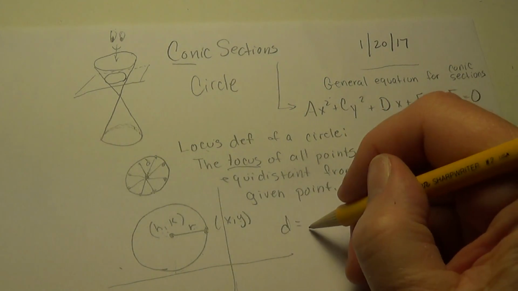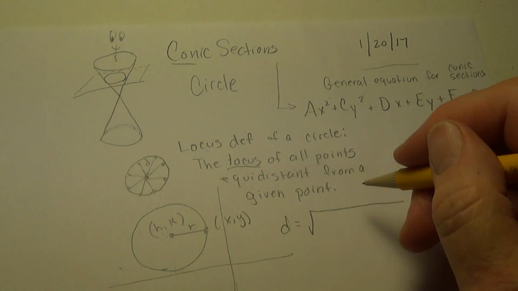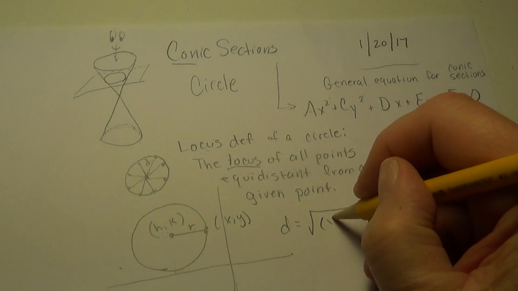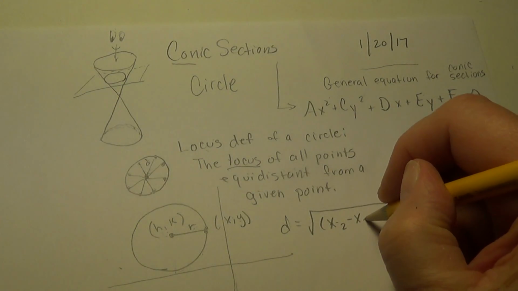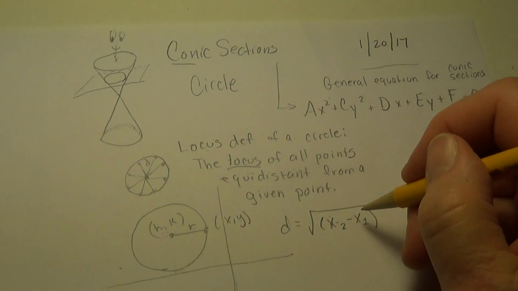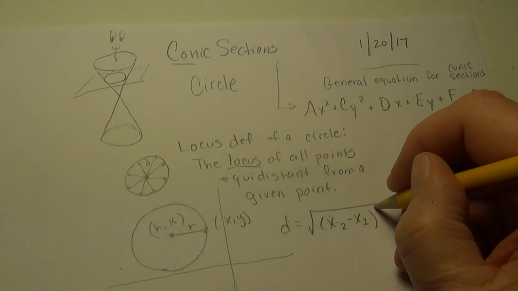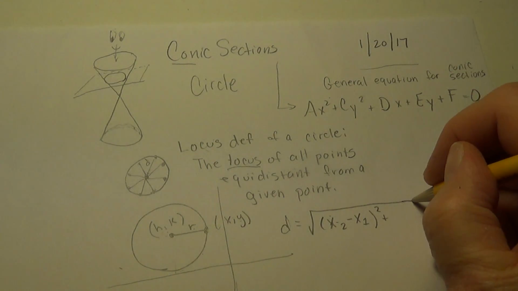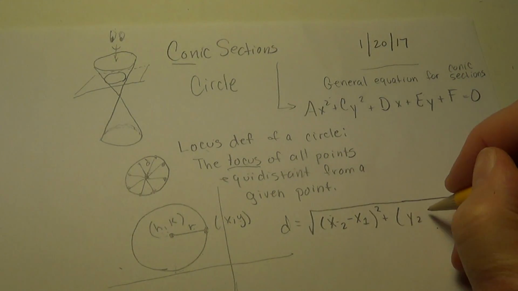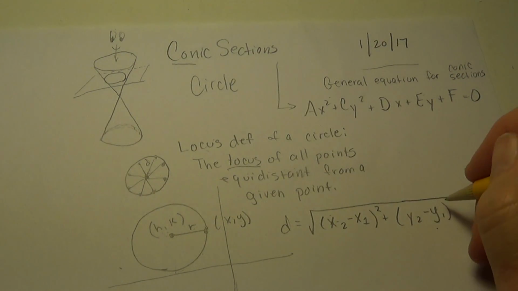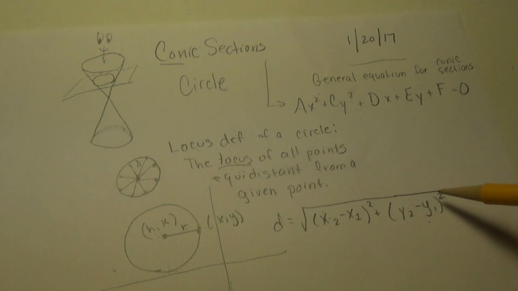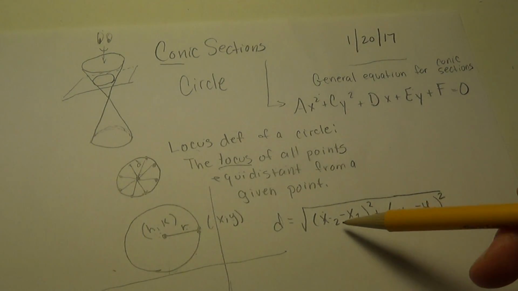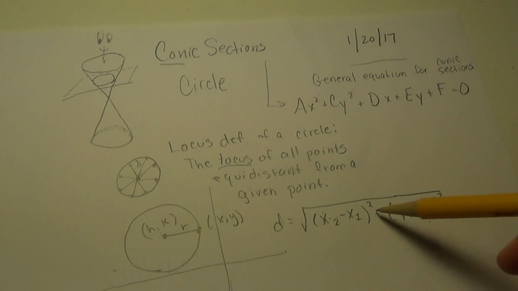The distance formula is an old dear friend of yours, and it's going to be x2 minus x1 (these are subscripts, x sub 2 minus x sub 1), quantity squared, plus y2 minus y1, y sub 2 minus y sub 1, quantity squared. This is the distance formula between any 2 points.